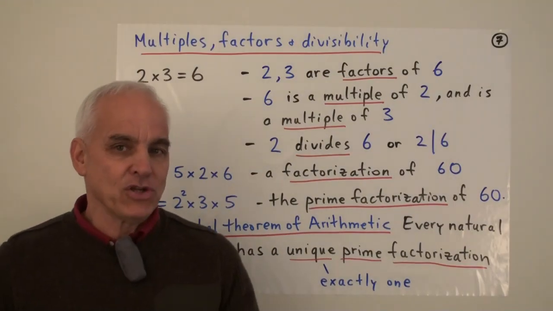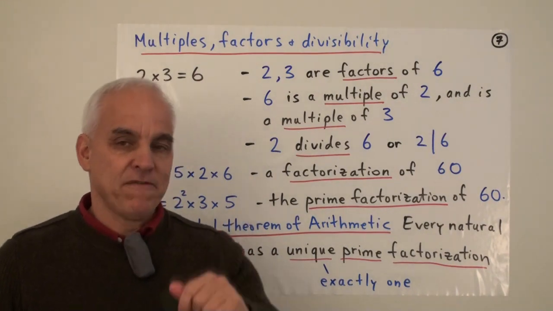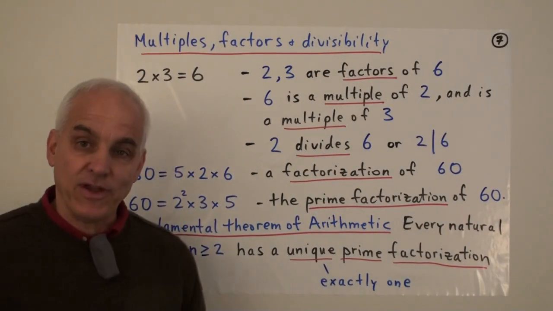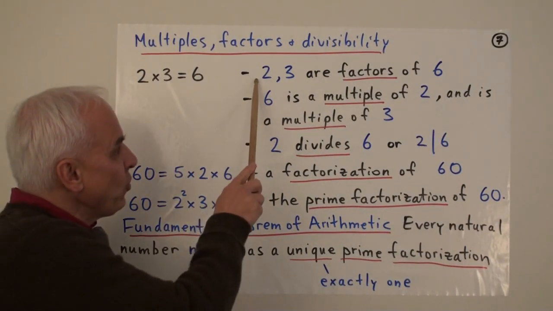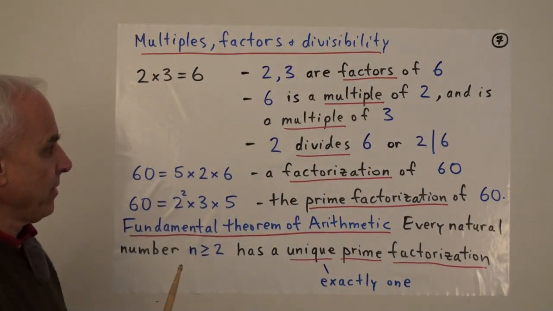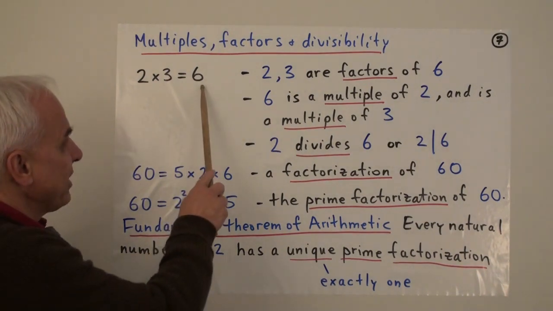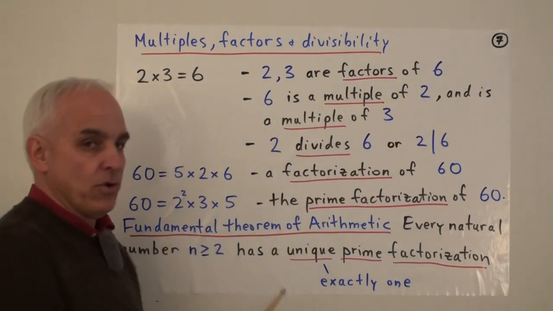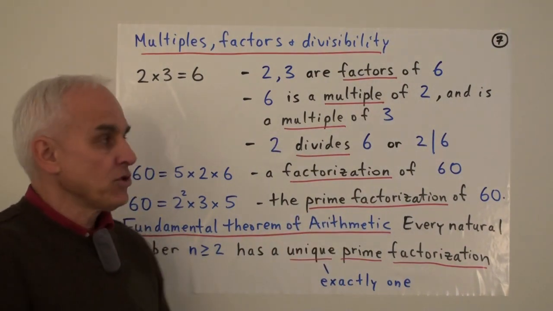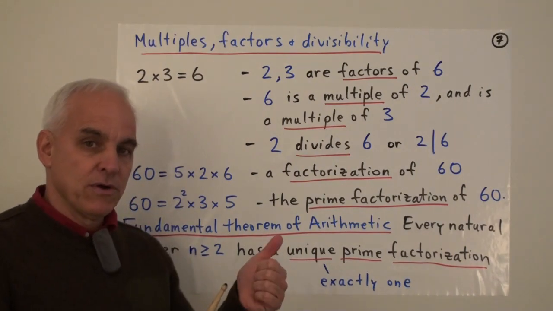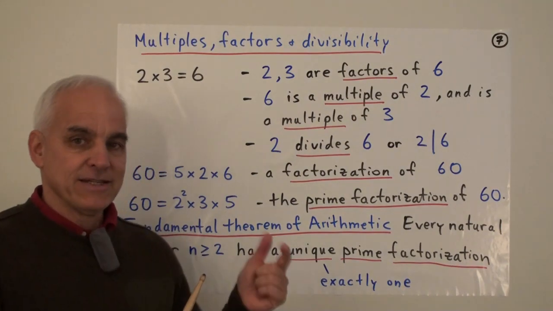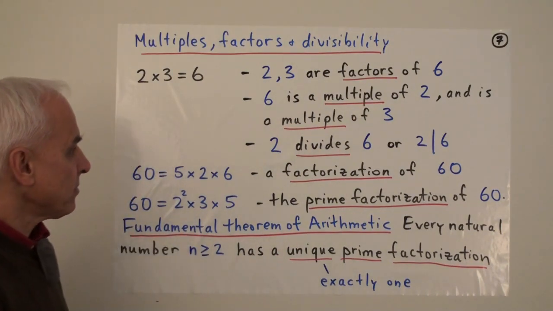Let's review a bit of terminology having to do with multiples and factors and divisibility. If we have the equation 2 times 3 equals 6, then we say that 2 and 3 are factors of 6. Or we can say that 6 is a multiple of 2, and that it's also a multiple of 3. So the multiples of 2 are 2, 4, 6, 8, and so on. The multiples of 3 are 3, 6, 9, 12, and so on.